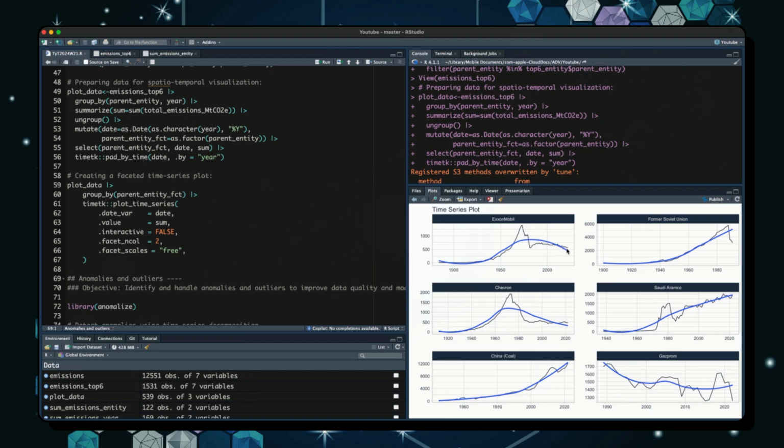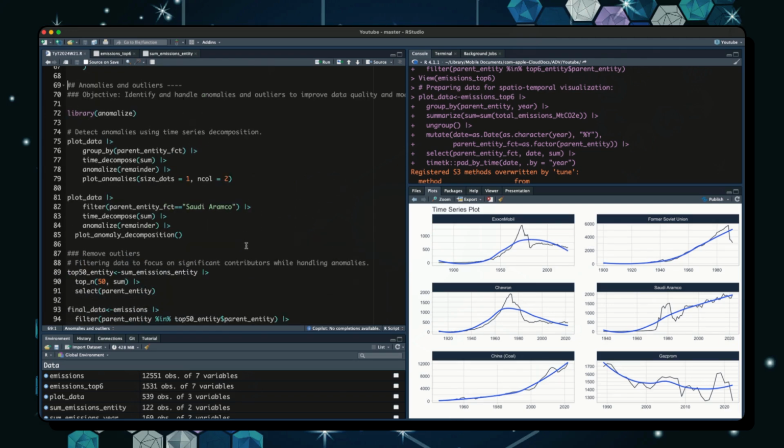The next step here is to take a closer look at the data and see if there are some anomalies in them. Anomalies are unexpected deviations from the expected trend, so our blue line here, and outliers are extreme values that do not conform to the general distribution of the data. Identifying those 2 components is a crucial step for ensuring data quality, as they can distort statistical models and lead to inaccurate predictions.